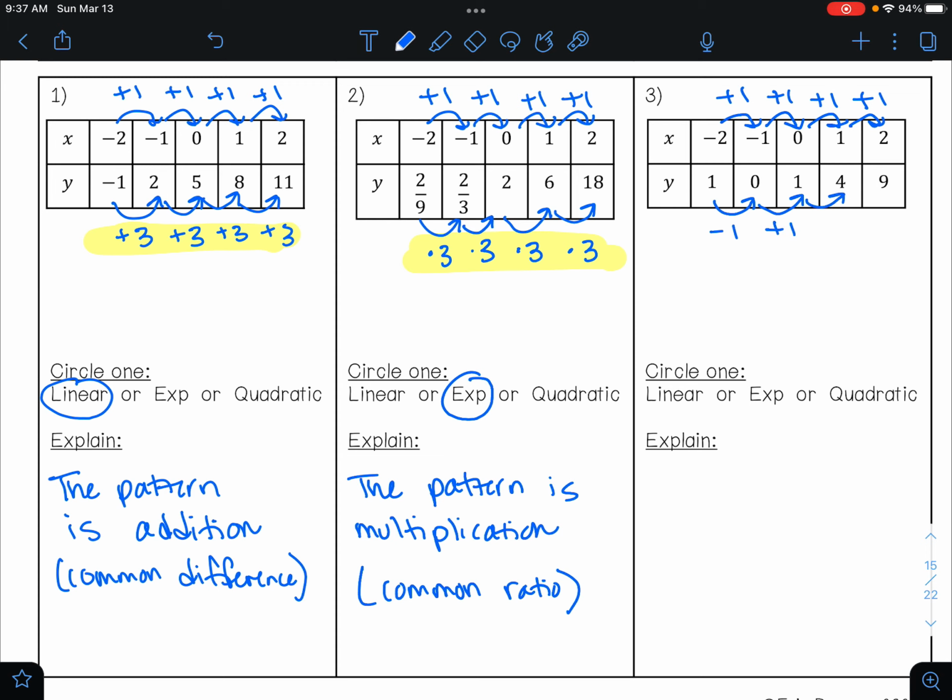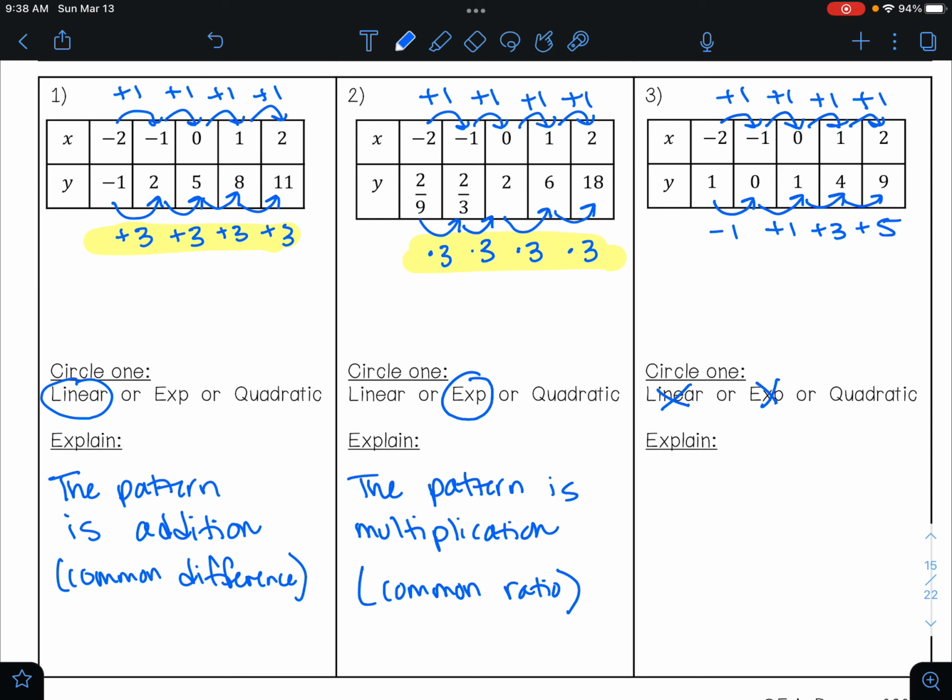To go from 1 to 4, we add 3. And to go from 4 to 9, we add 5. So this definitely is not linear because our pattern is not the same for adding or subtracting the same number every time. We could look to see if it's exponential. 1 times 0 is 0. 0 times anything is going to be 0, so multiplying is not going to work.